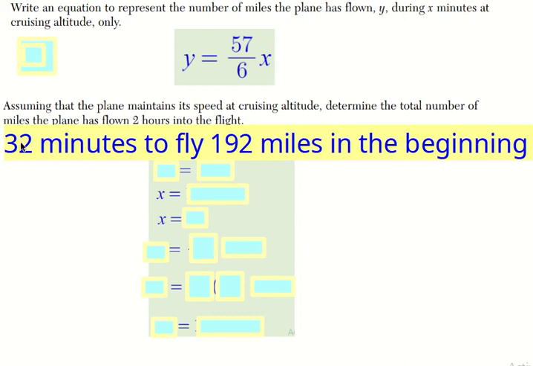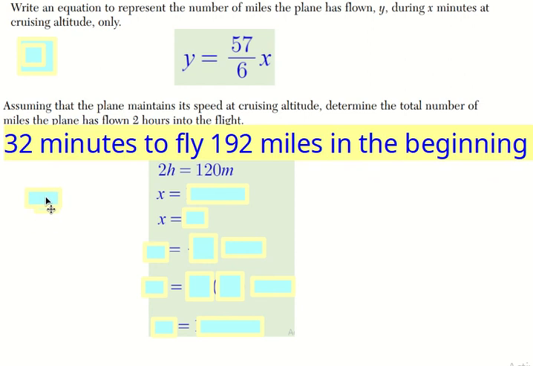Remember, the first 32 minutes involved takeoff. So we have to consider the 32, and we have to consider those first 192 miles. They're part of what that plane flew in the first 2 hours. So our scale says 2 hours converts to 120 minutes.